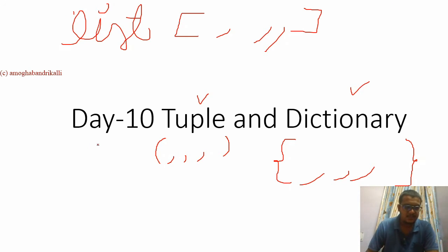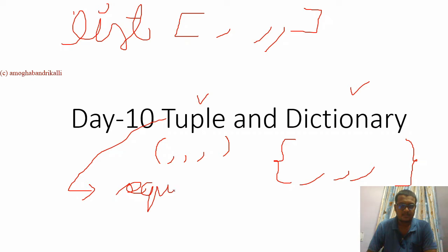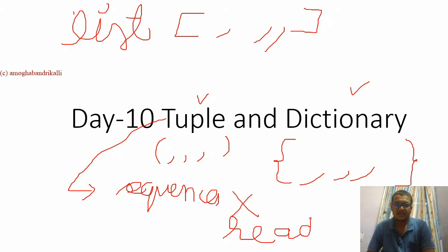The next one is the tuple, and I am going to start with it. A tuple is a sequence which cannot be updated. You cannot update it. It is only a read only data type. Once it is created, you cannot update it. So it is like a read only list.